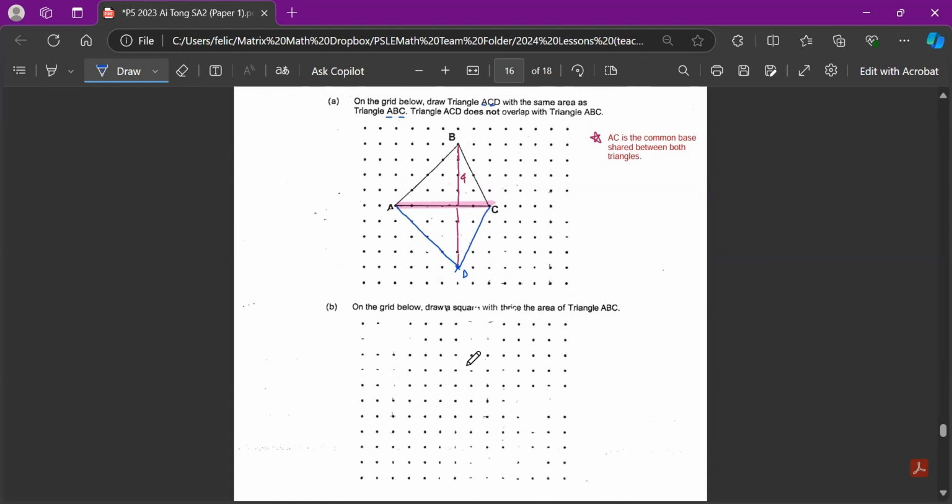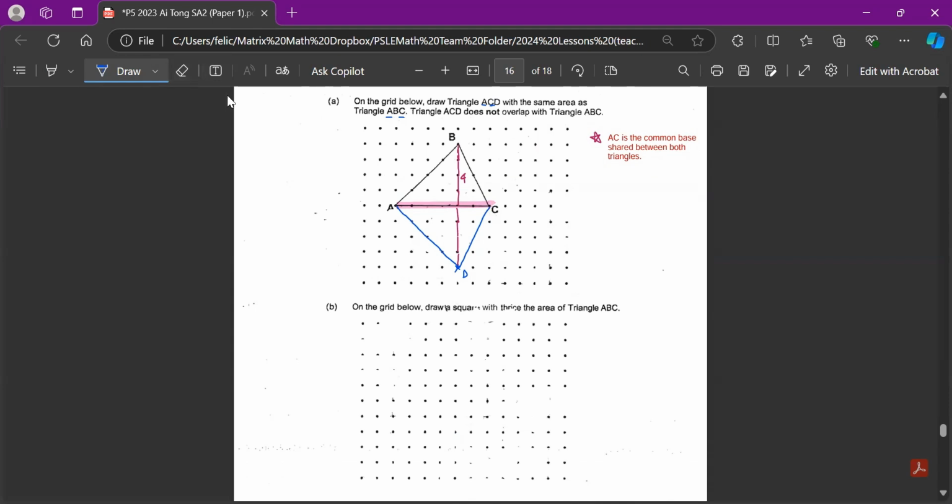Okay, the next one. On the grid below, draw a square with thrice the area of triangle ABC. All right, so let's look at triangle ABC again. Remember, we figured out the height is 4 units, 1, 2, 3, 4, right? Now let's look at the base. Let's count how many units is the base. So you count the gaps. 1, 2, 3, 4, 5, 6. Okay, so the base is 6 units.